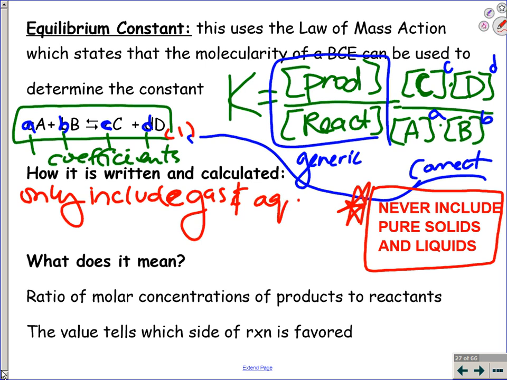So I'll show you guys how to do this with an example in a second. Once you've written down, never include pure solids and liquids, only include gases and aqueous, give me a thumbs up so I'm good. And if you remember a little bit of that from yesterday. Some of you were breezing through that, but hopefully the second or third time you've seen it, it's starting to click a little bit.